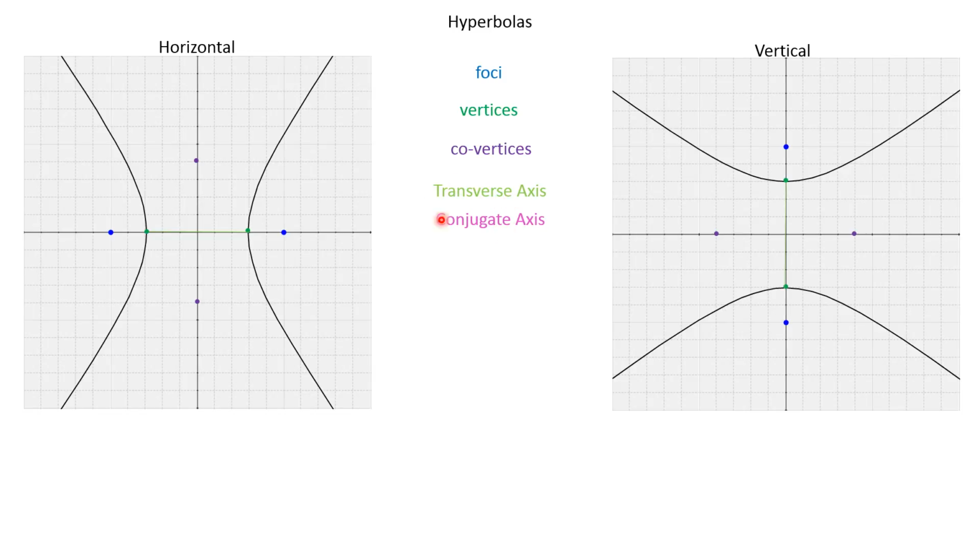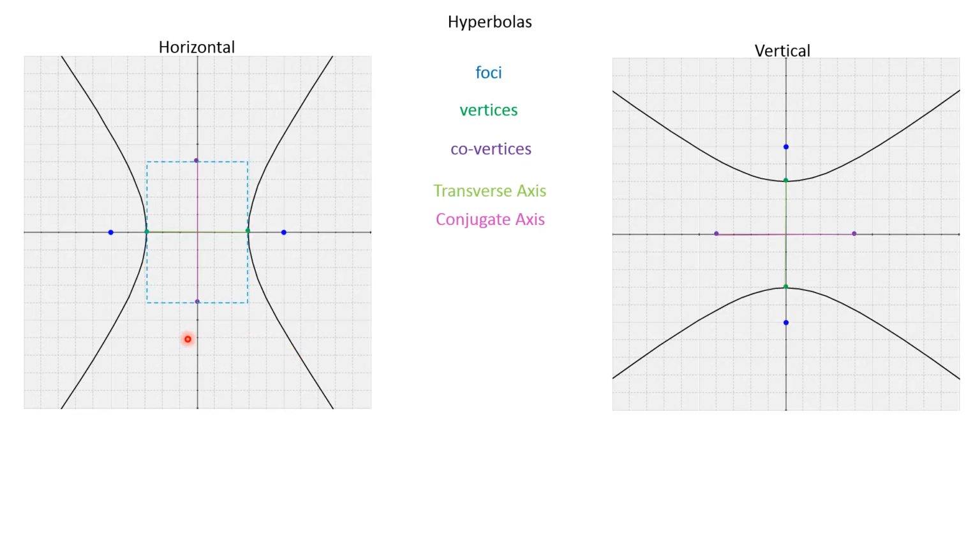These aren't as important to know, but they're there. So conjugate axis, and here conjugate axis. Now, how are we going to use these? We are going to make a box, a rectangle, that hits both vertices and both covertices.